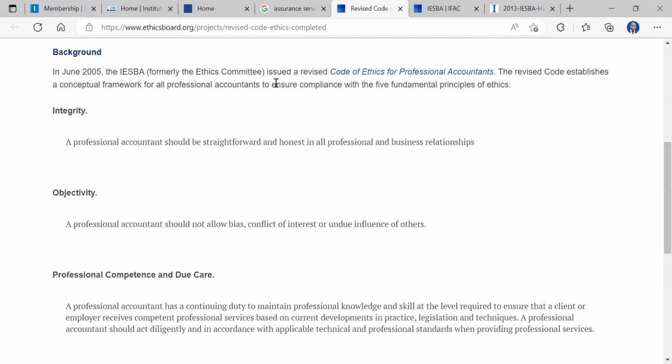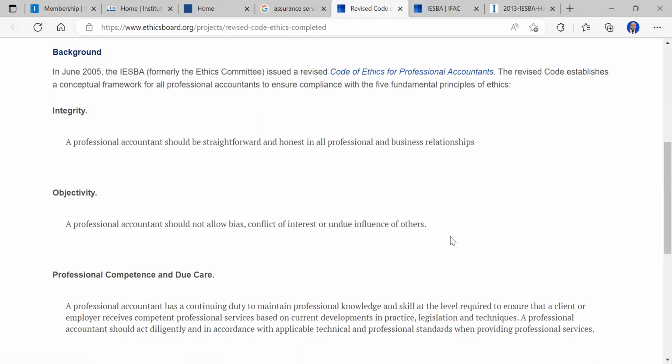So in 2005, the International Ethics Standards Board for Accountants, IESBA, which was formerly the Ethics Committee, issued what we call the Code of Ethics for Professional Accountants. And this presents 5 fundamental ethical principles, okay? The examiner can ask you and say, explain 5 fundamental ethical principles. You'll find this within your notes, but I'm just trying to take time to show you the source of this information. So the first we have here is integrity.